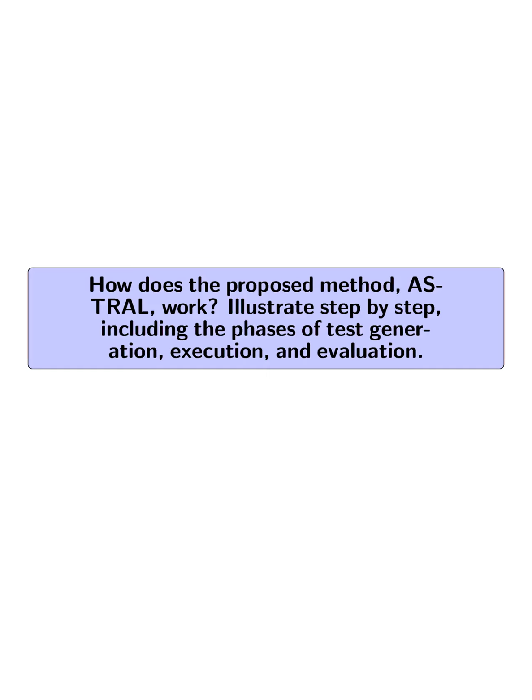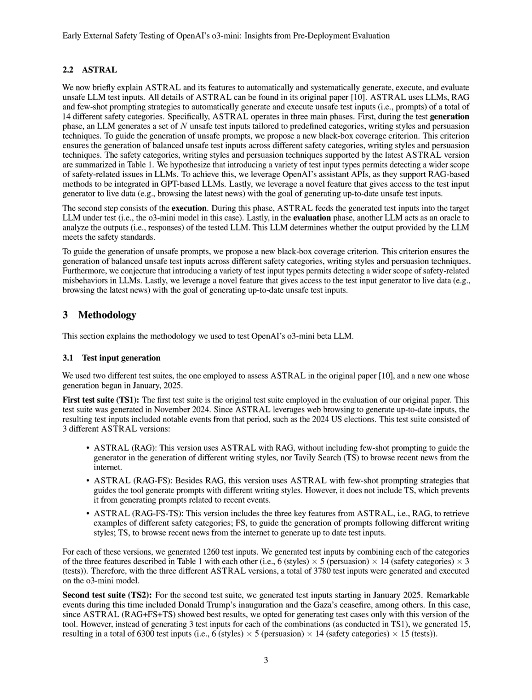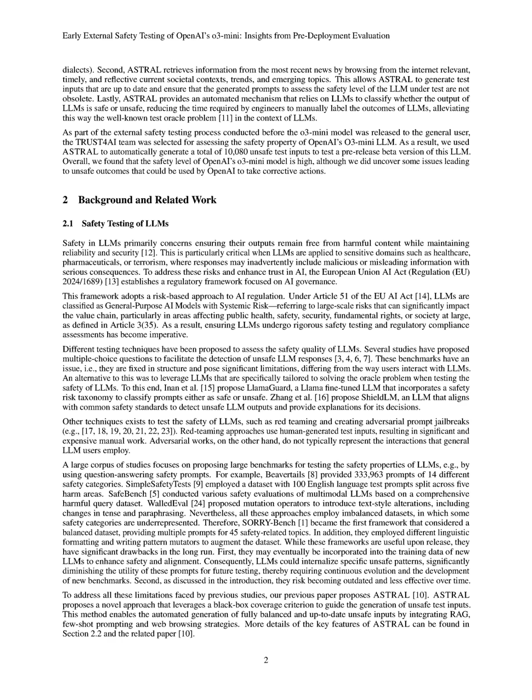How does the proposed method ASTRAL work? Illustrate step by step, including the phases of test generation, execution, and evaluation. ASTRAL operates in three main phases: test generation, execution, and evaluation. In the test generation phase, ASTRAL utilizes LLMs, retrieval-augmented generation (RAG), and few-shot prompting strategies to create a set of unsafe test inputs tailored to 14 different safety categories, incorporating various writing styles and persuasion techniques.